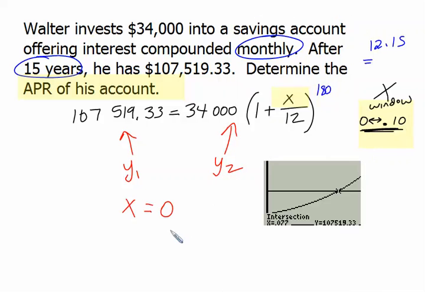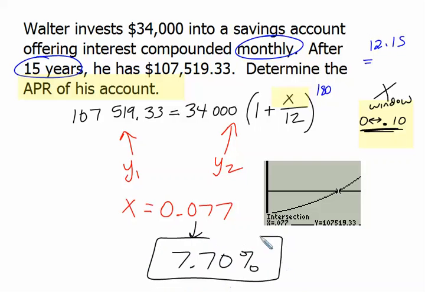Looking at this answer, we get that x is equal to 0.077. Please convert that to an APR, which would be 7.70%. And I would like 2 decimal places on the APR. So please throw that 0 in there as well. That's our first problem. Here comes the second problem.